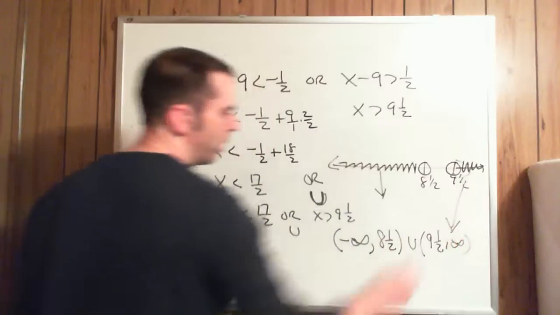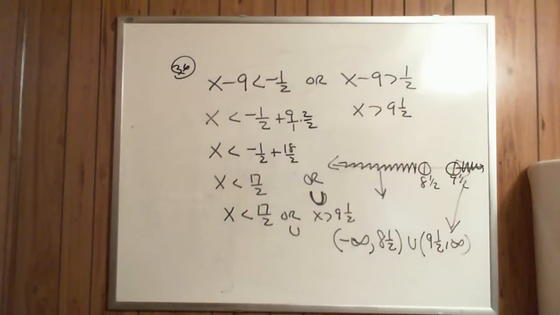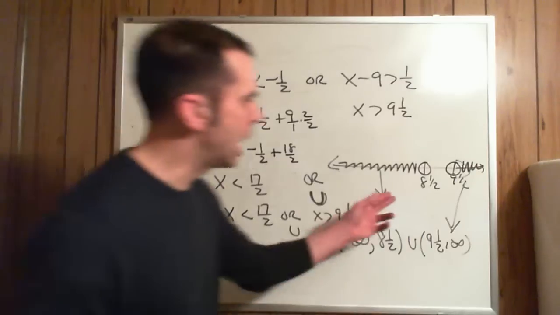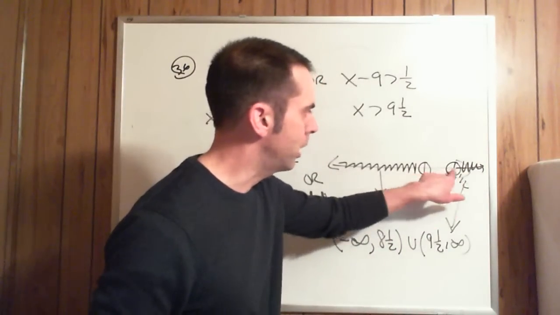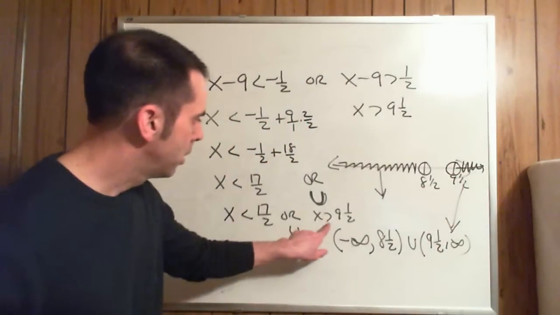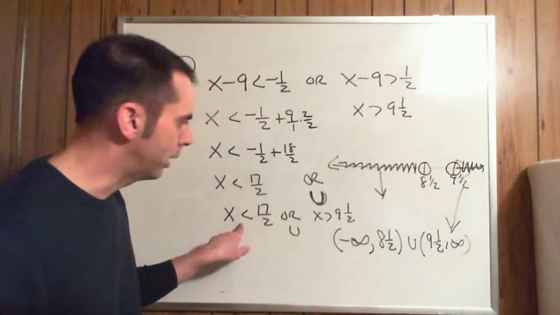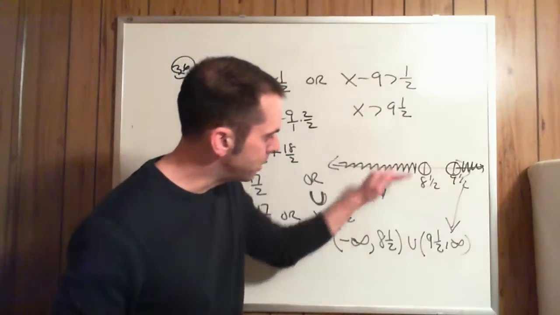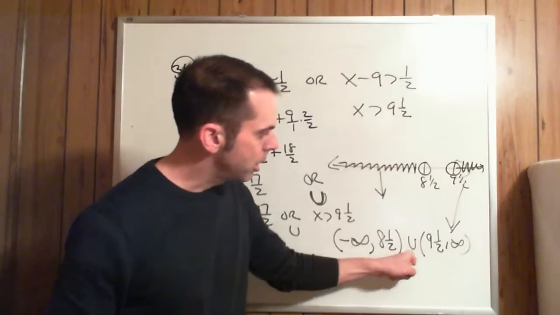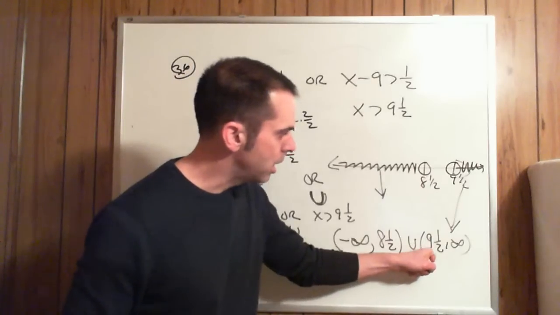That's this portion right here. Notice I'm including parentheses because I cannot include these numbers because it's an open circle at each, and we just have no equal sign included. So these are all numbers from negative infinity up to 8.5, but not including it, in union with 9.5 out to positive infinity.